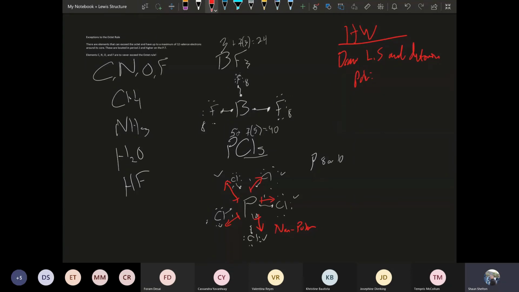All right, so I'm going to give you guys 5 compounds to do here. All right, so the first one is going to be XeO3. The second one will be BeCl2. And let's see, I told you 5. So third one is going to be CO2. The fourth one is going to be CO. And the fifth one is going to be NO with a +1 charge.